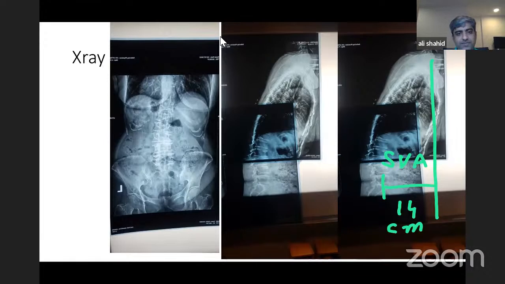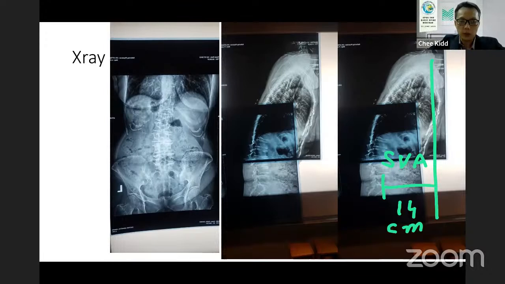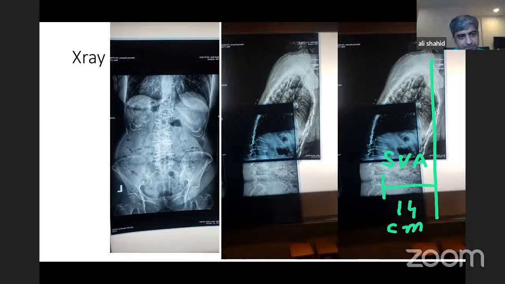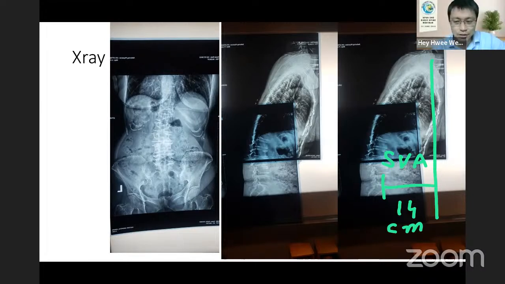Yeah. Thank you, Professor Shahid, for the case. Maybe I will want to ask one of the panelists, do they have any questions or comments on this case? Maybe we will start with Dr. Dennis. Hi, can I just check, this patient presents mainly with what symptom? Back pain, leg pain? Back pain. Is there any leg pain as well? No, claudication only. Just claudication. And she has difficulty standing straight. She always leans forward. Yes, that is also a complaint.